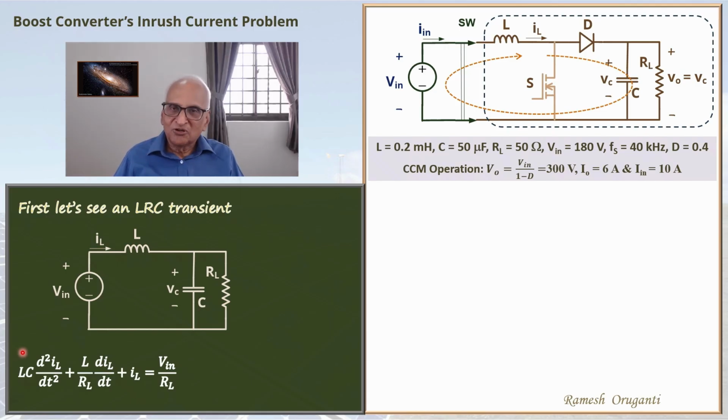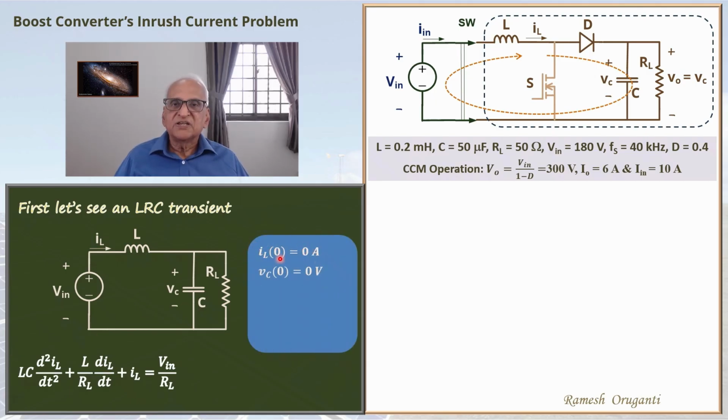If you have forgotten your calculus and do not remember how this differential equation comes about and how to solve it, it's okay. You will still be able to follow the main parts of this video. The initial inductor current is 0 amperes. The initial capacitor voltage is 0 volts.